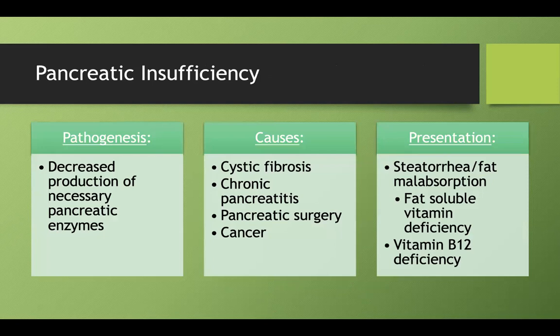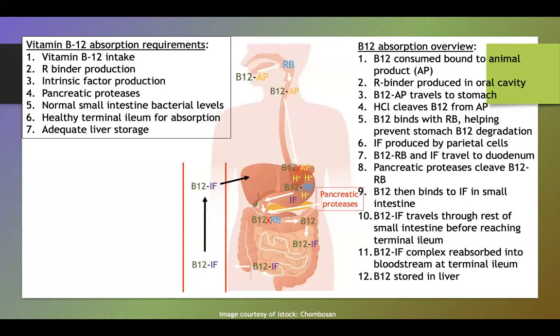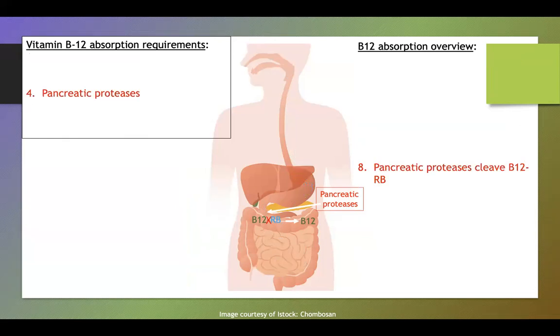Pancreatic insufficiency can also lead to vitamin B12 deficiency. From our framework that we've discussed now in a few different lectures, here is our vitamin B12 absorption. And I don't want to go through the whole thing. I just want to point out here that pancreatic proteases are essential for this process because they actually cleave the interaction between B12 and R binder to give you a free B12.